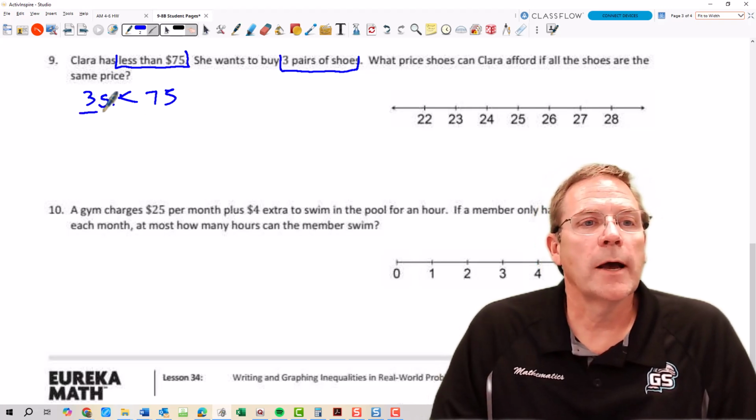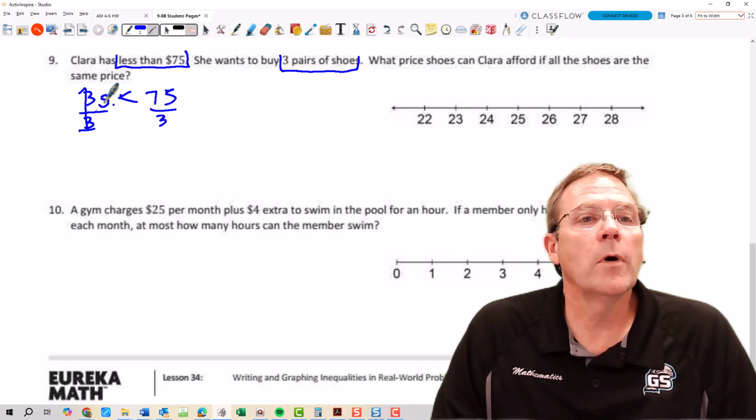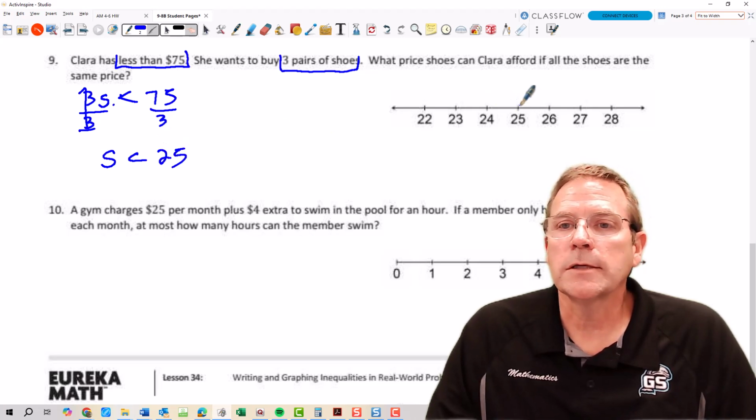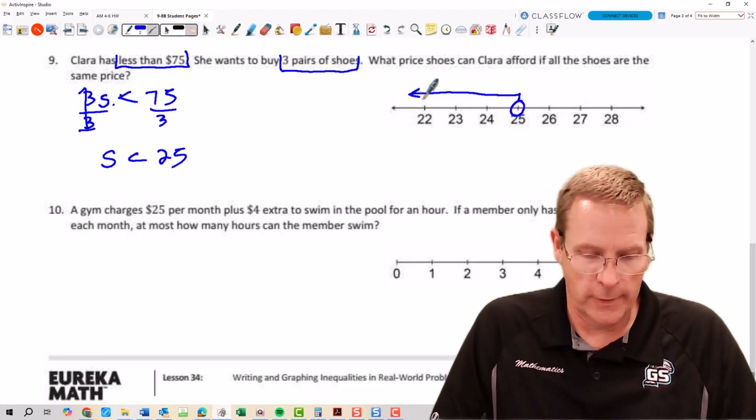So we're going to isolate our variable by dividing by 3 on both sides. These 3s, of course, are going to divide out, 1 times S is S, and then 75 divided by 3 is 25. It's not an or equal to, so it's an open circle, and she has less than that for each shoe, so my arrow is going to go to the left-hand side.